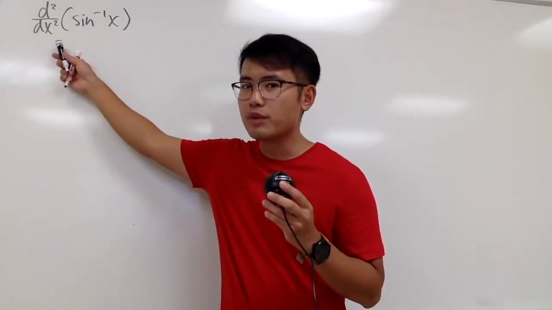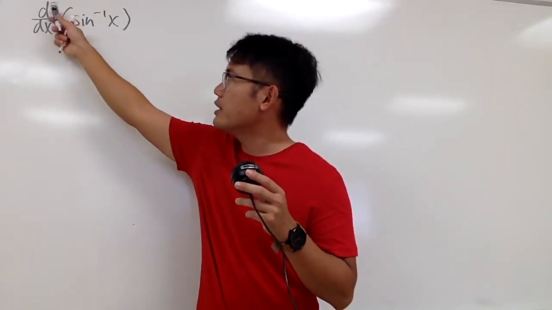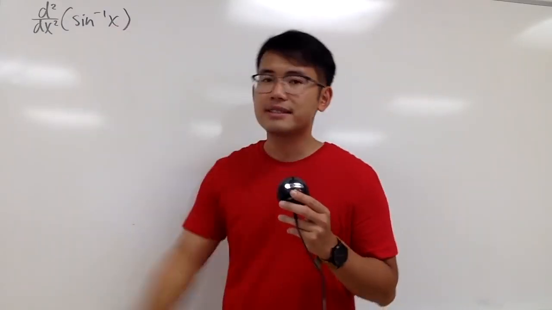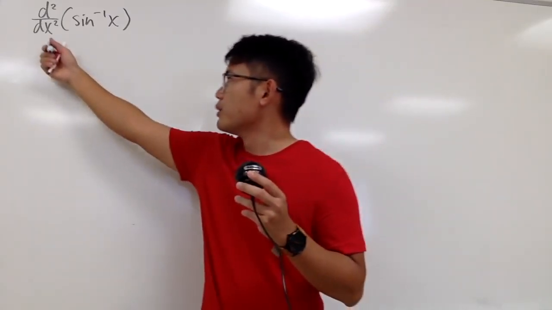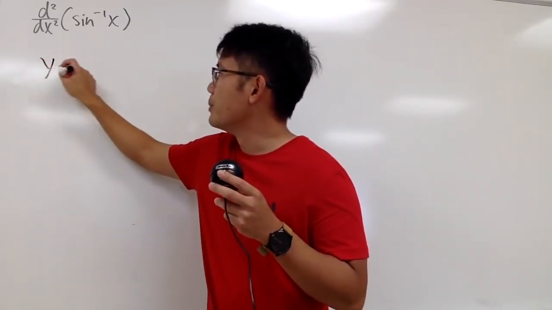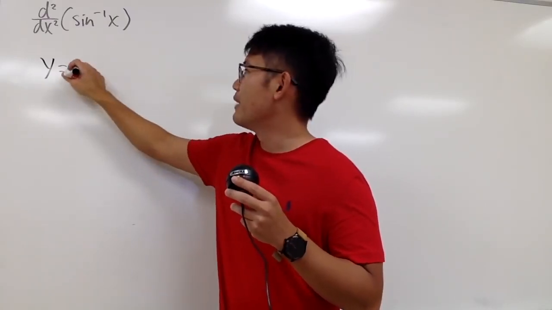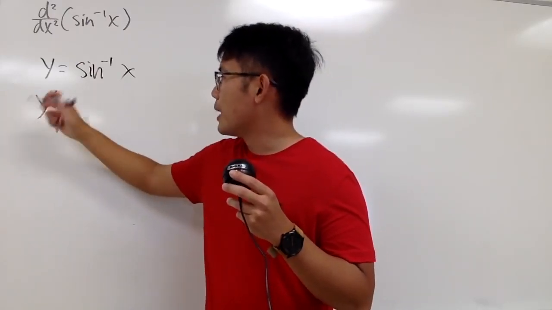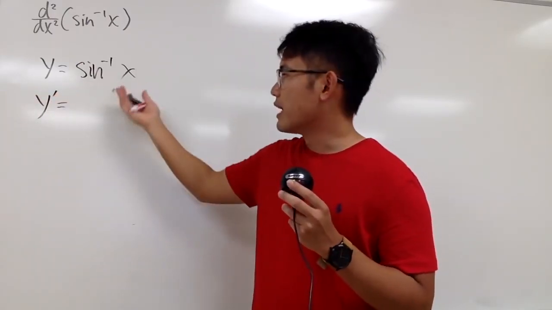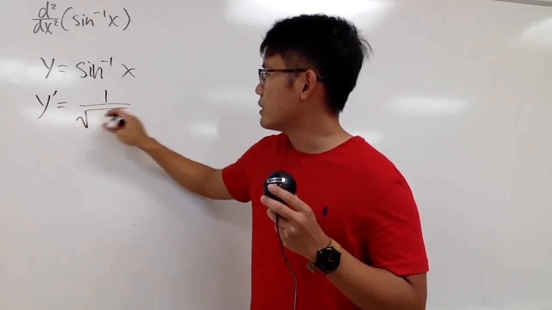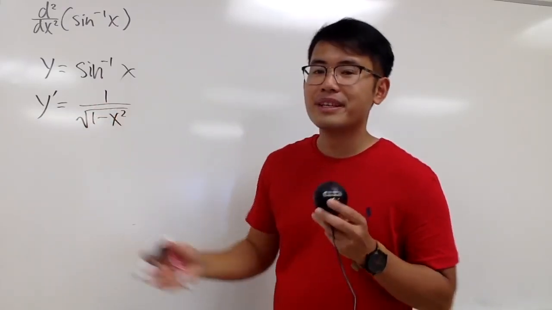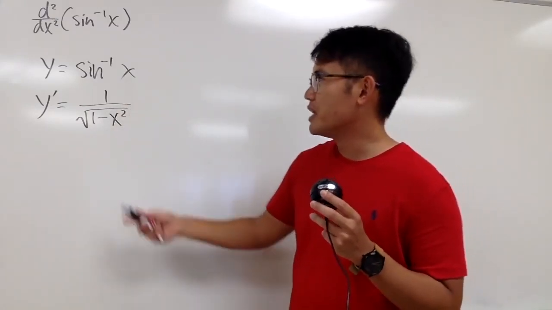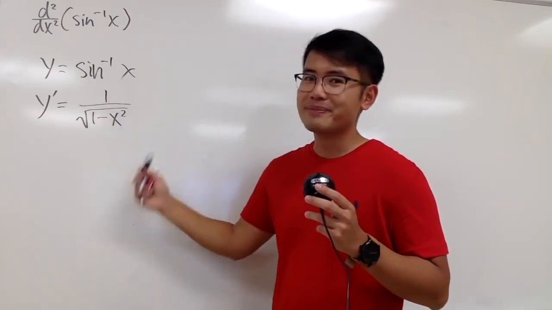We will be finding the second derivative of the inverse sine x. This notation, d2 over dx2, just means that we will have to differentiate the inverse sine x twice. And if you don't like this notation, you can write down y to be whatever this is, namely, we have the inverse sine x, and then go ahead and do the derivative. Y prime. The derivative of inverse sine x is 1 over square root of 1 minus x squared. As long as the question doesn't ask you to prove this from scratch, you can just put down the derivative of inverse sine x to be this right here.